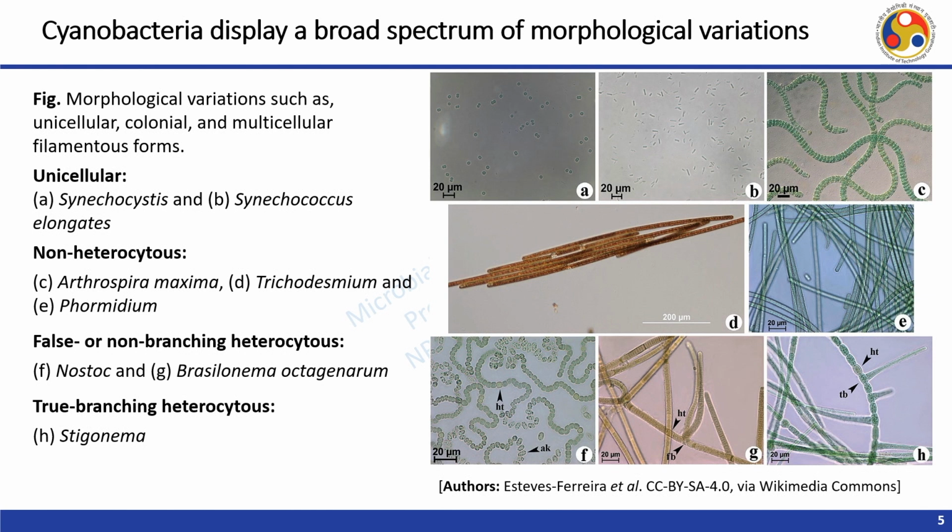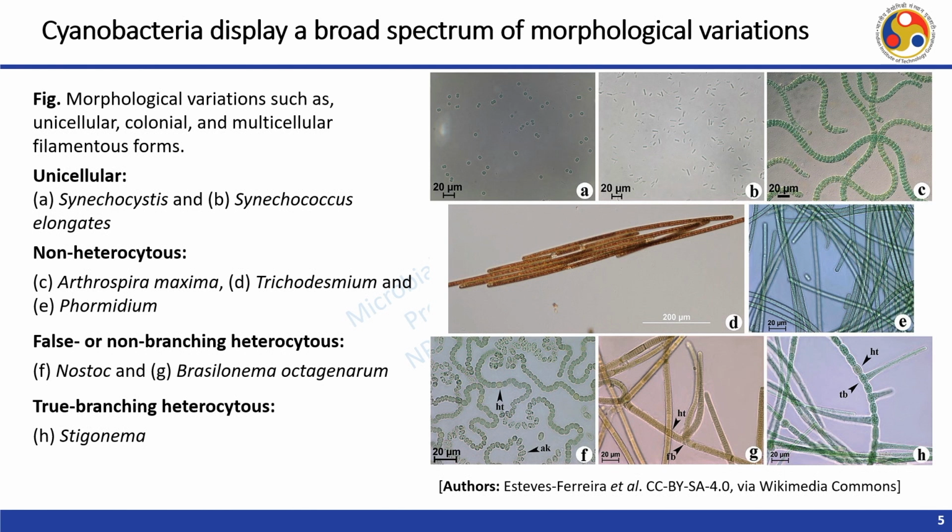Cyanobacteria display a broad spectrum of morphological variations, as you can see in these various pictures from A, B, C, D to H. In figure A, you can see the unicellular Synechocystis and B Synechococcus elongatus. In the non-heterocytous forms, you can see figure C, which is Arthrospira maxima, D Trichodesmium, and E Phormidium.